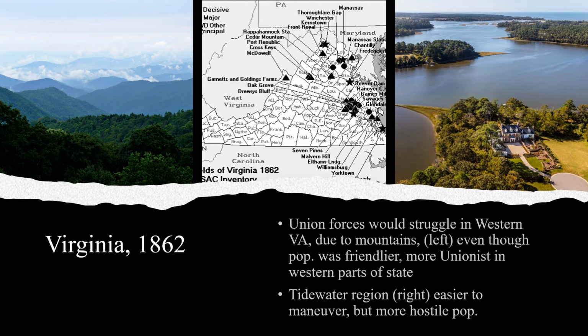There were, however, more Unionists in the western part of the state, in the Appalachian Mountains. Union gains in this region, combined with Unionist and anti-elitist Tidewater sentiment, led to Virginia's western counties seceding from Virginia and the C.S.A. These counties would rejoin the Union as West Virginia in 1863.